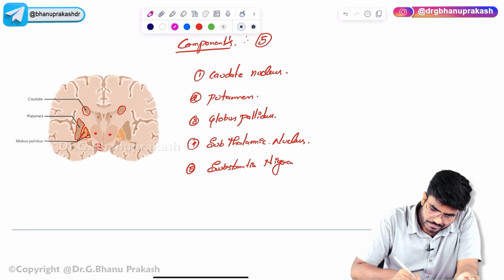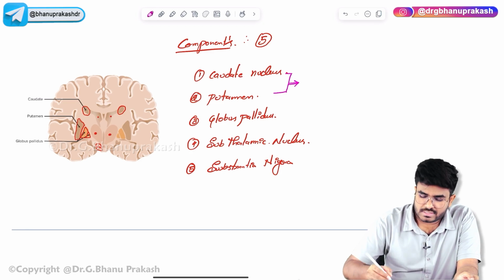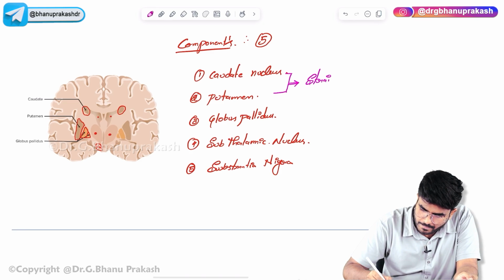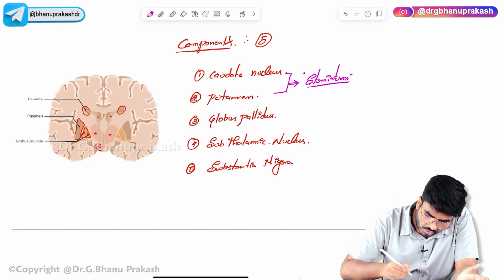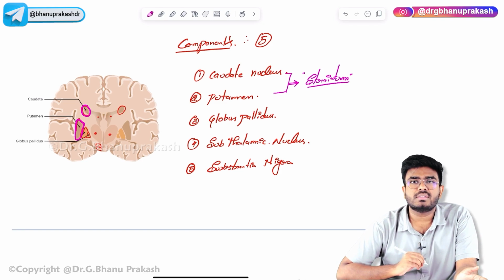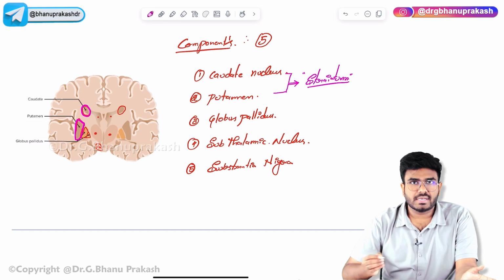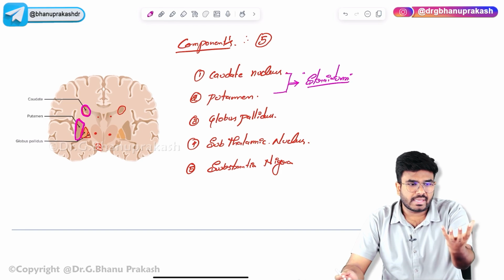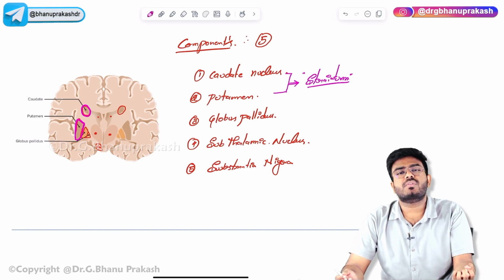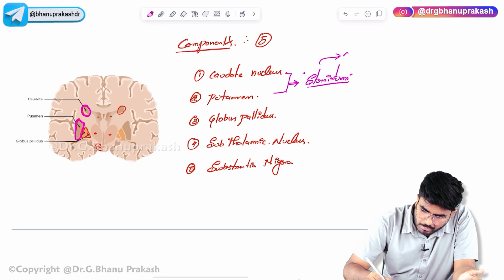The caudate nucleus and putamen, these two structures together are called the striatum. What are these two structures? This caudate nucleus and this putamen together are called the striatum, and the striatum is considered the input to the basal ganglia. It's going to take the information; it acts like an input and receives the information from the cortex. And this striatum is going to produce which neurotransmitter? GABA. GABA is going to be produced.